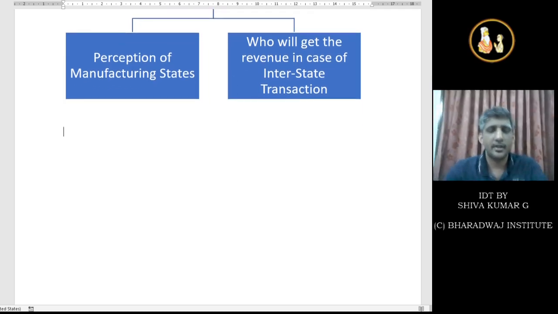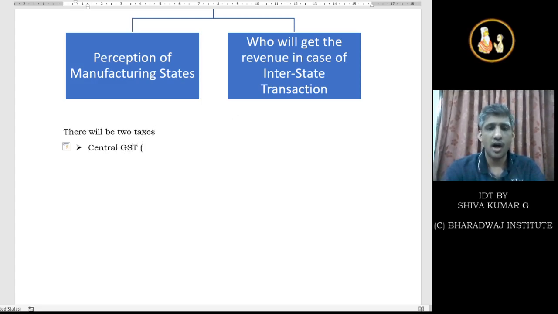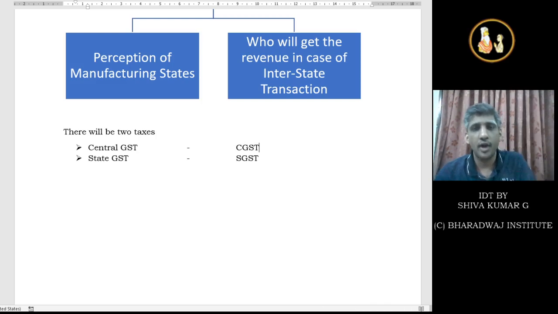So now, what has happened in the constitutional amendment? What is the power thing? There will be two taxes. One is called central GST or CGST. Then another is state GST, or SGST. Of course, if it is a union territory instead of a state, then it is called UTGST.